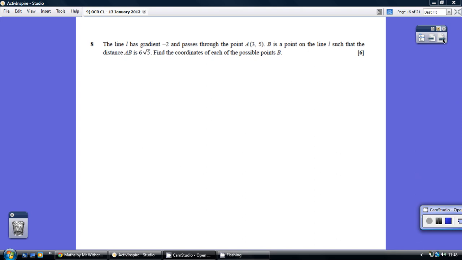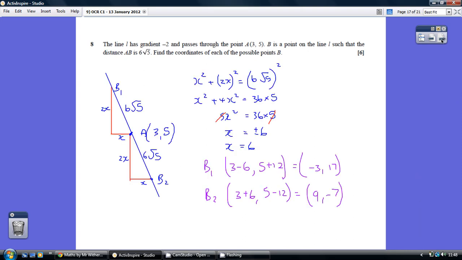Question 8. Now there are other ways of doing this, but I think the simplest is just via Pythagoras.